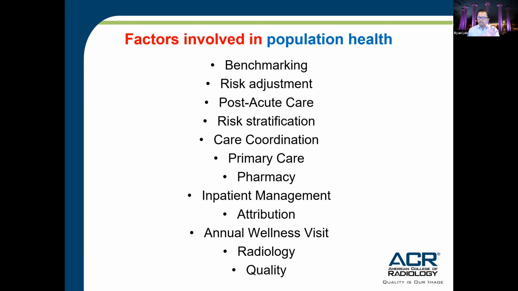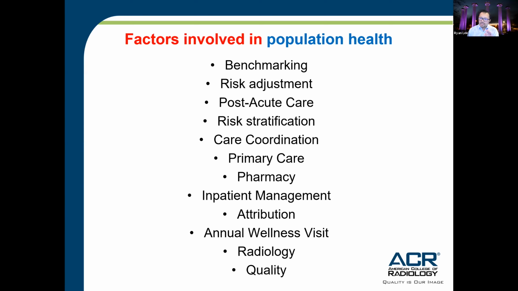Now, this list is actually ordered. So in his opinion, the order of this is the most important part of running a good population health program. In other words, benchmarking is the most important part. And as you can see, radiology is way down low there. And I'd like to explore that a little bit more. Why is radiology perceived to be so low down?